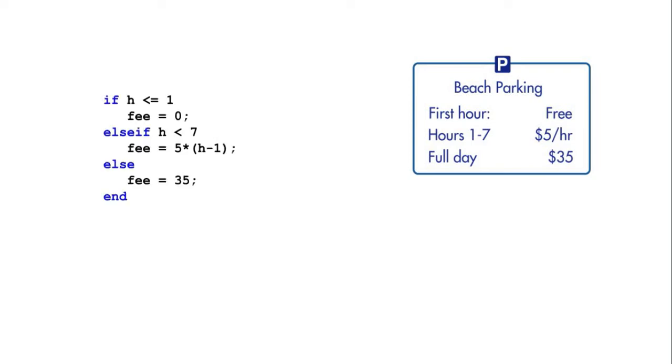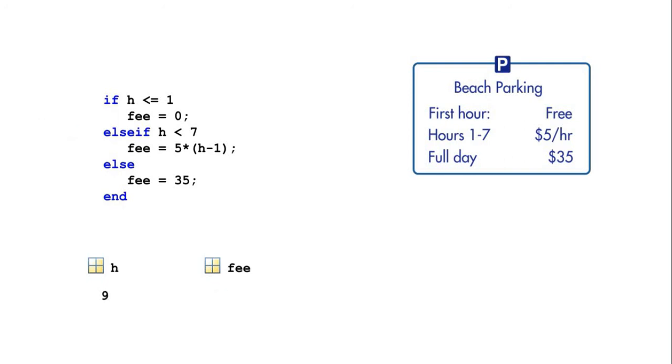In this case, we use the keyword else if to add as many conditions as we need. Just like the if keyword, else if is followed by an expression that must evaluate to true or false. So now, if h is 3, the if condition is false, so execution moves on to the else if expression. This condition is true, so the code in the else if block is executed and fee is 10.